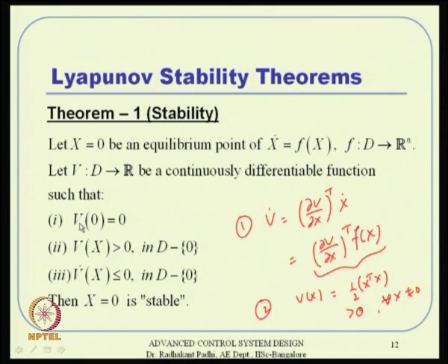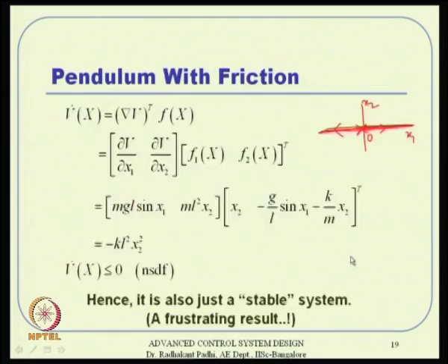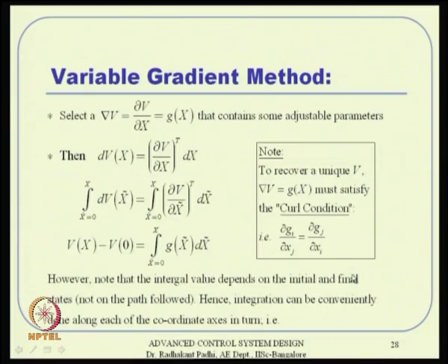Instead of starting with V and then carrying out this algebra, I will just see what my f of x is and select this del V by del x. But remember, I have selected only del V by del x. These two conditions, 1 and 2, have to be satisfied. That means, I will solve this del V by del x expression, get V of x, and see whether this V of x satisfies that or not. So, it is a little bit of a reverse idea. That is what the variable gradient method talks about.